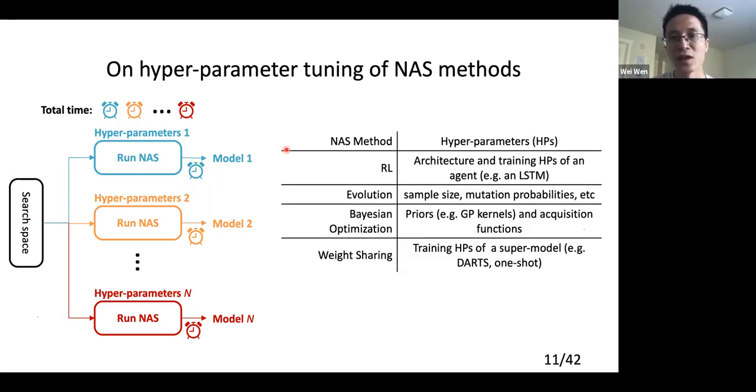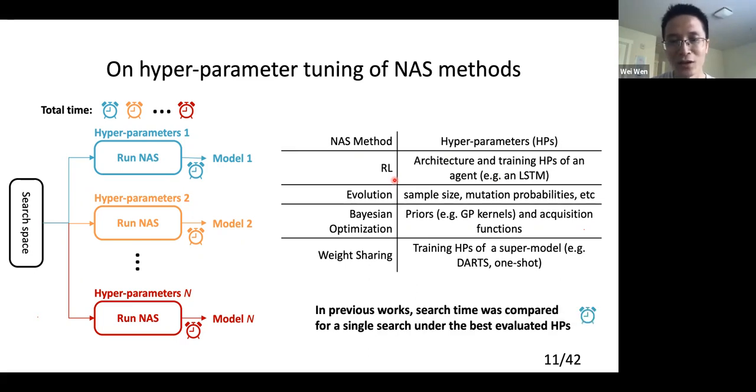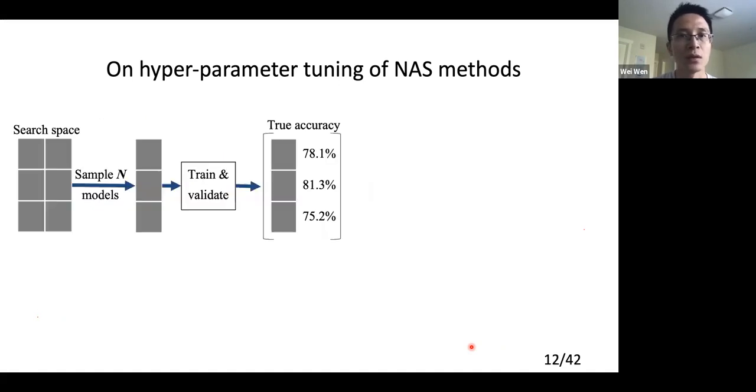And this table just includes the hyperparameters for different NAS methods. Unfortunately, when they compare the search time, they usually compare the search time for a single run under the best tuned hyperparameters. This is unfair to some algorithms, because some algorithms may have much fewer hyperparameters, or the hyperparameters are more robust. So yeah, that's one thing I want to mention.